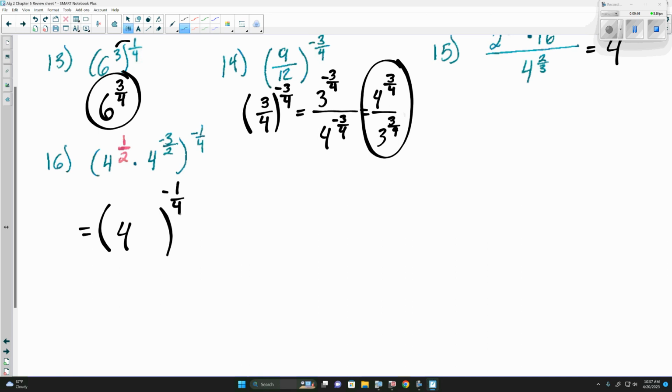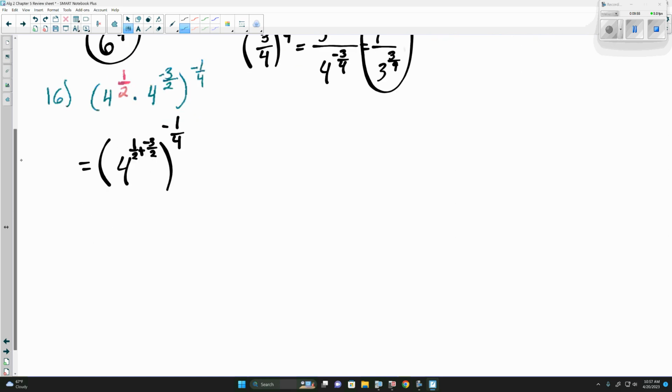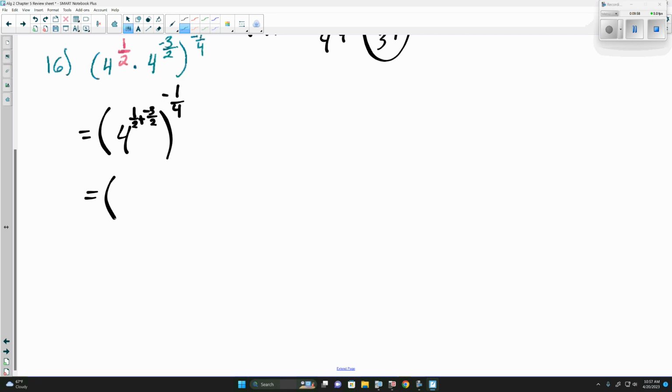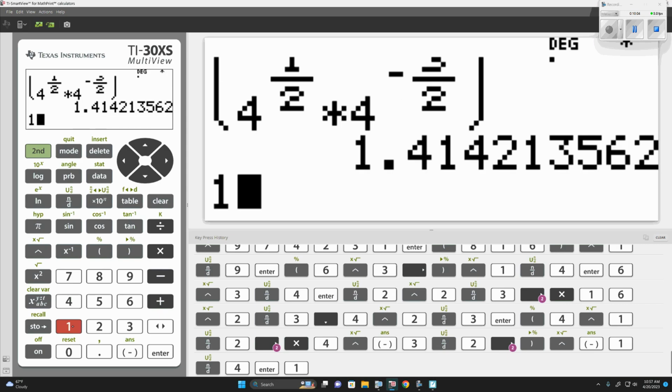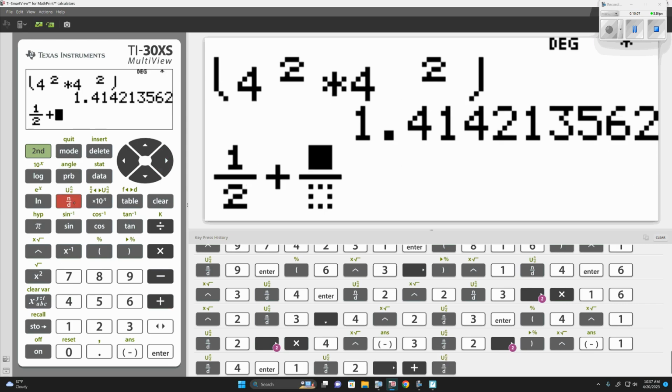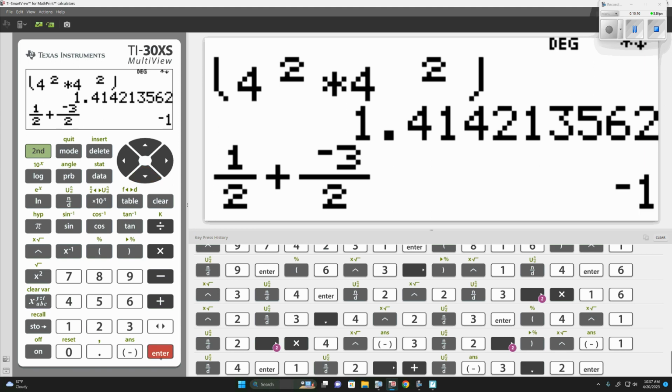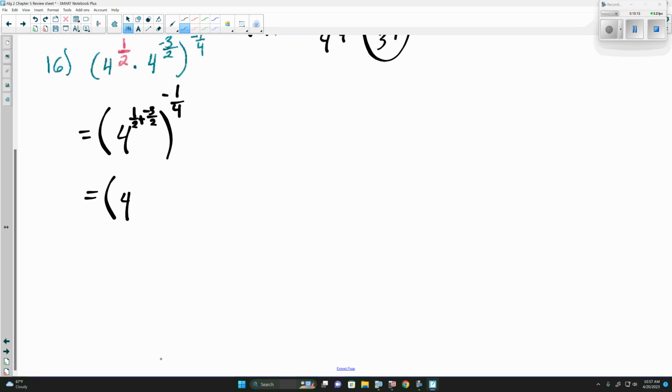Now, whenever we multiply like bases, we can add the exponents. So we're going to add 1/2 and negative 3/2. Now we don't have to do this by hand. We could do it in the calculator. We could say 1/2 plus -3/2 gives us, okay? Questions on this one so far?